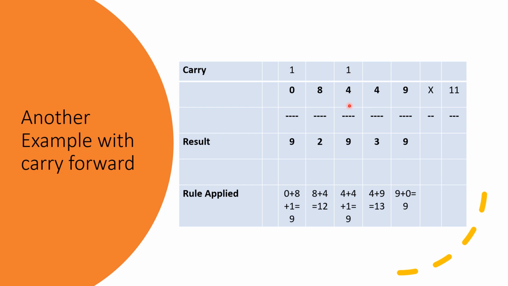When we are adding 4 plus 4, it becomes 8. Then we add this carry 1, and it is 9. Going to the next digit 8, 8 plus 4 equals 12, and we keep 2 and carry forward the number 1 towards the next digit. And then here we have 0 plus 8, and then we add this carry, so it is 9. So the answer is 92939.